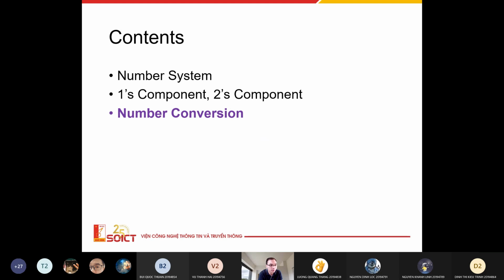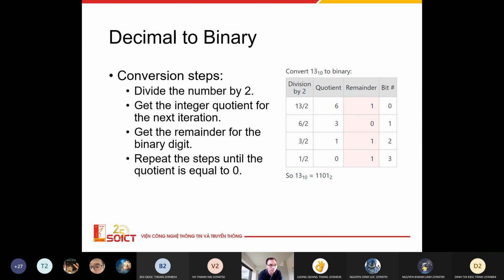Now I would like to talk briefly about the number conversion. For example, if we want to convert a decimal number to a binary number, you can follow these steps. Firstly, you need to divide the number by 2, right? And then you get the integer quotient for the next iteration, and you get the remainder for the binary digits. And finally, you repeat this step until the quotient equals 0, right?